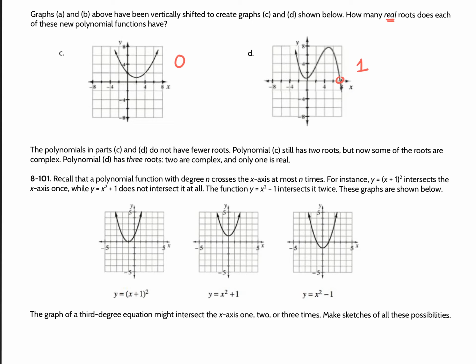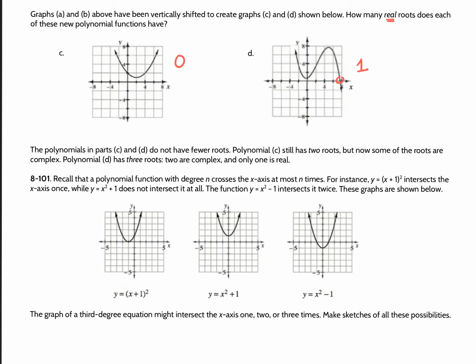So we've talked about how a polynomial function with a degree of n, highest power of n, will cross the x-axis at most n times. So a highest power of 3 means it'll cross at most 3 times. But it doesn't have to cross the x-axis that many times. So for instance, this graph intersects the x-axis once, while x squared plus 1 doesn't intersect at all. And then x squared minus 1 intersects it twice. And you can see those 3 graphs below here.